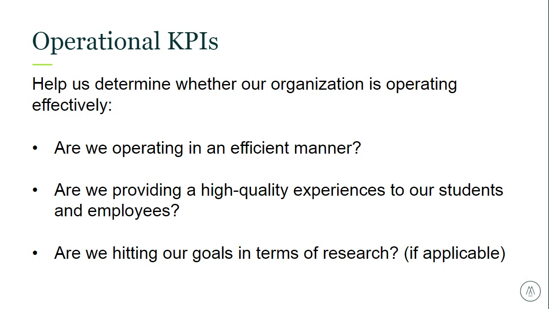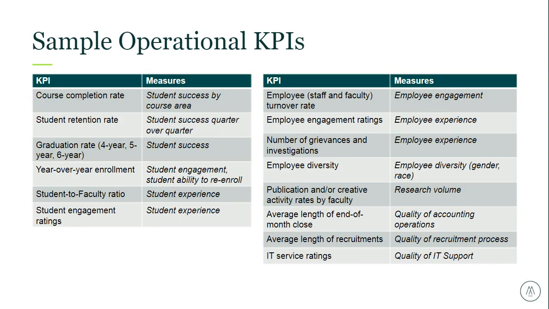And then this is also an area where you're going to see a lot more tailoring to the specific type of institution that you are. So if you're a major research institution, there's obviously going to be goals here around research. If you're a small community college, that's going to look different. But we wanted to share a few sample operating KPIs with you just to give you a sense of what we're speaking about here.